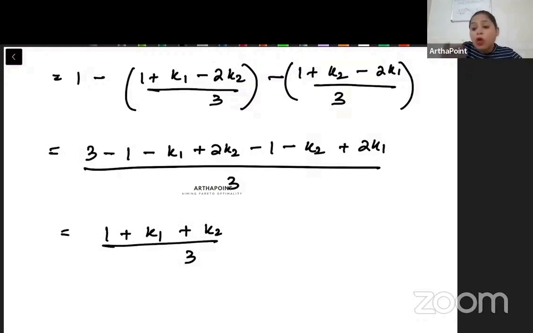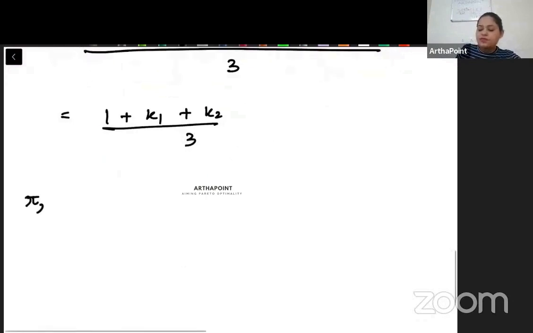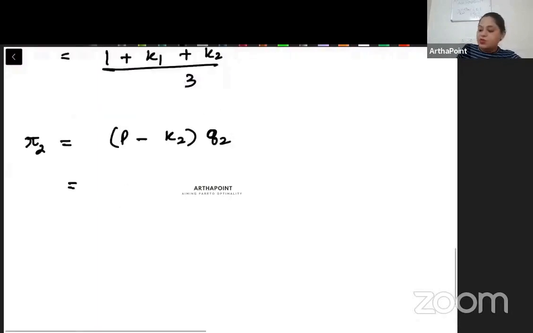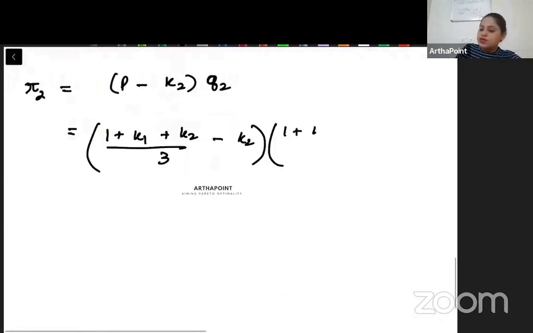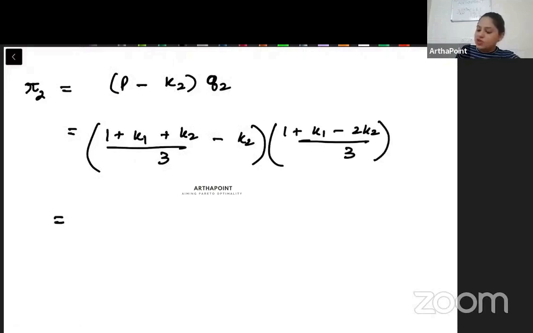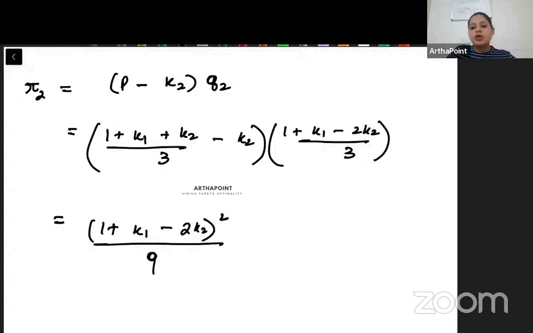Now it is asking you to find the profit of firm 2. Just do that. So profit of firm 2 will be price minus its marginal cost into its quantity. Right? So price I found out as (1 plus K1 plus K2) by 3 minus K2. And the quantity that I found out was (1 plus K1 minus 2K2) by 3. So if you solve this, it will be (1 plus K1 minus 2K2) whole square by 9. This will be your answer.